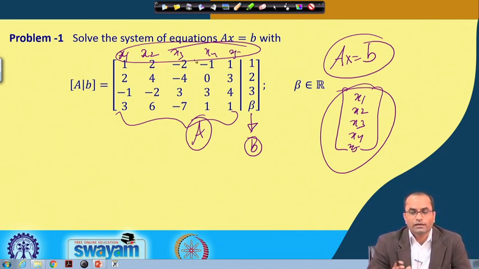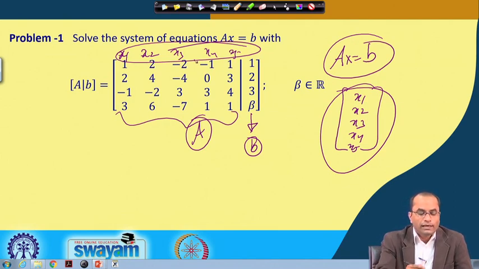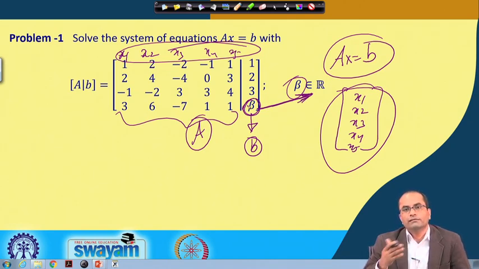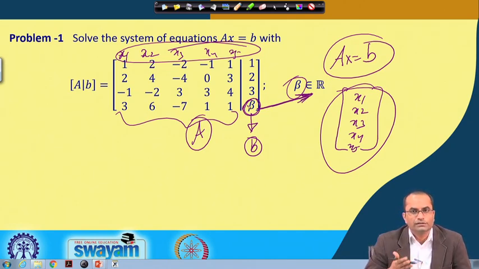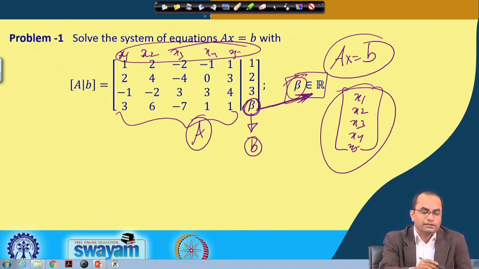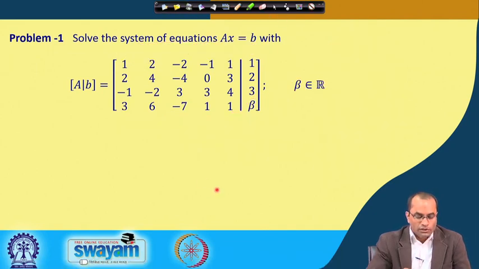So, the number of columns in this A represents the number of unknowns in our system. There are 5 unknowns, and there is another beta sitting here, which belongs to the real numbers. We will discuss for what values of beta we have a solution of the system, or we do not have a solution. All this consistency part will also depend on beta in this particular case.